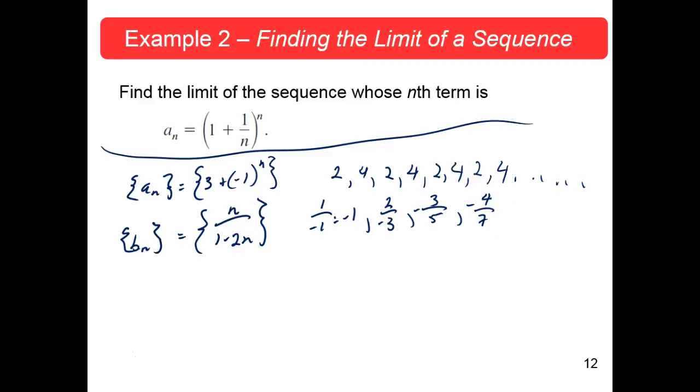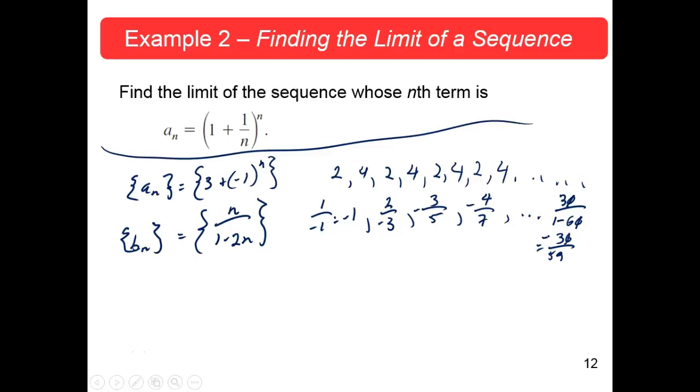Now, what do we decide about that one? It does seem to be converging, and converging to what? Let's pick a big number. Okay? Pick a big number like 30. 30 over 1 minus 60. That would be 30 over 59, right? Huh? Negative, yeah.